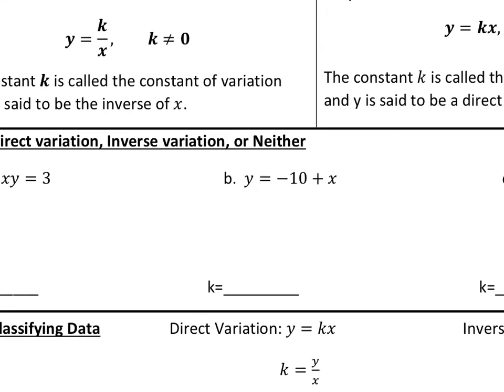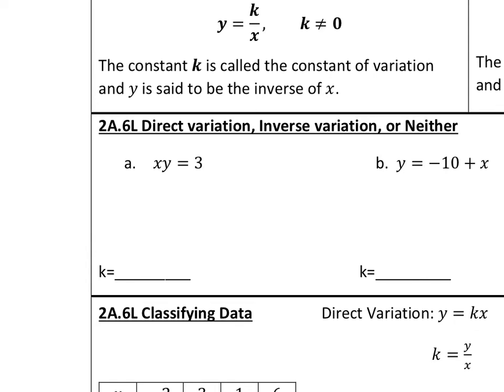Okay? So we're going to start off by just looking at them, distinguishing what kind it is. So if we solve for y and we get a number over x, that's going to be inverse. If we solve for y and get a number times x, it's going to be direct. And if we have a plus or minus sign in there, it's actually going to be neither.